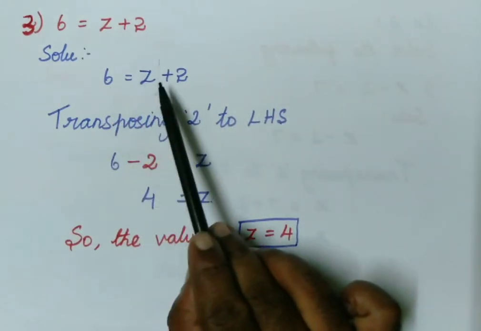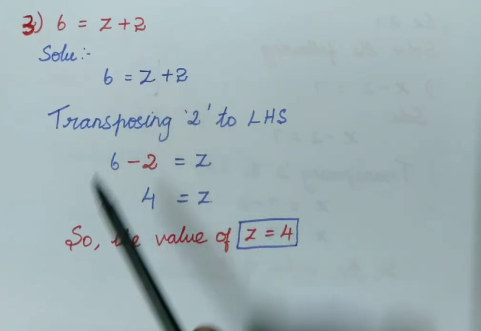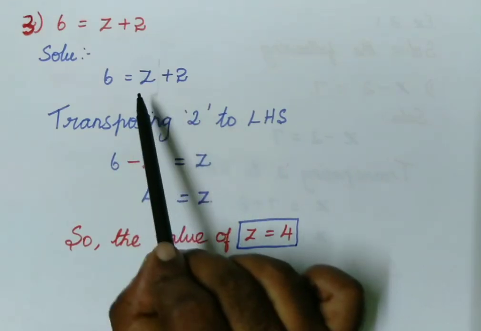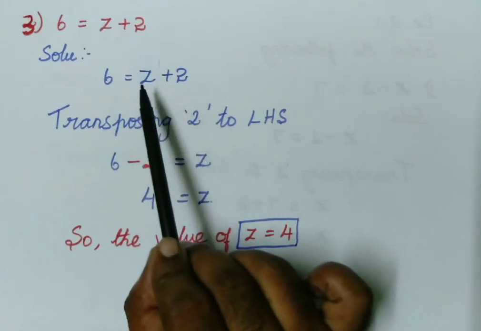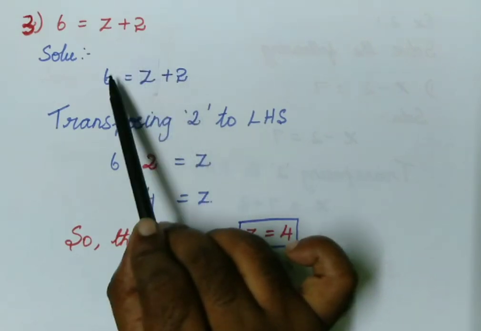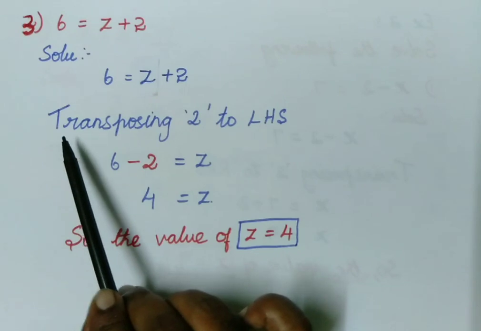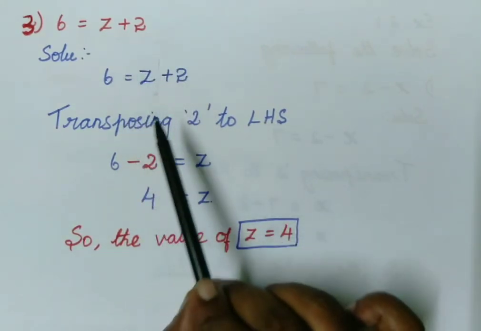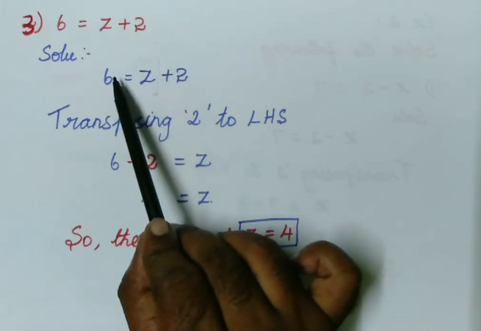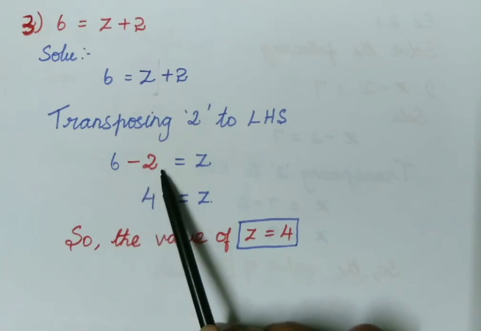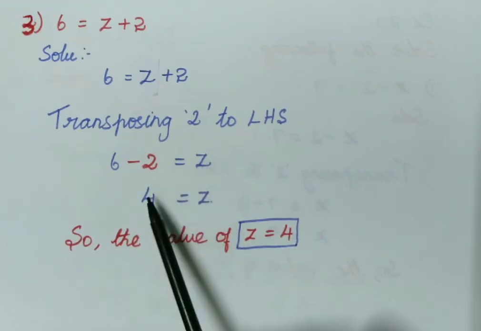Now 6 equals z plus 2, that is the given equation. So transposing, what to transpose? My ultimate aim is to keep z in the right hand side, and I'm going to take this 2 to the left hand side. So what will happen? Transposing 2 to the left hand side, plus 2 when it crosses the equal to sign, I will get minus 2. So 6 minus 2 will give you 4. So the value of z equals 4.